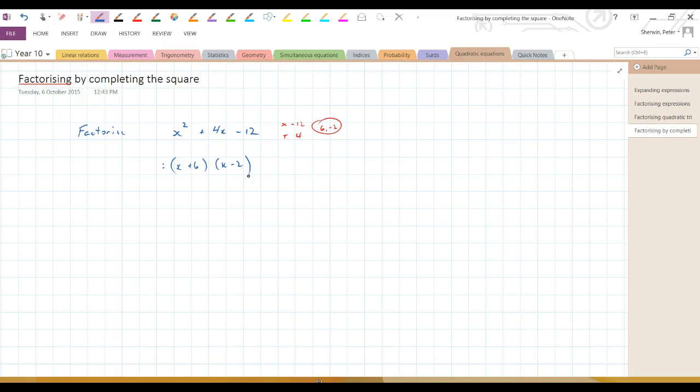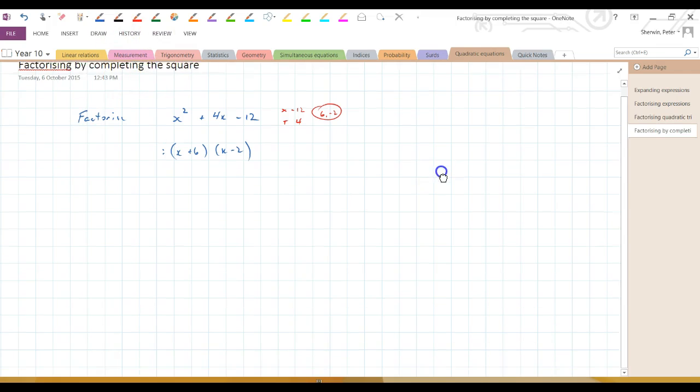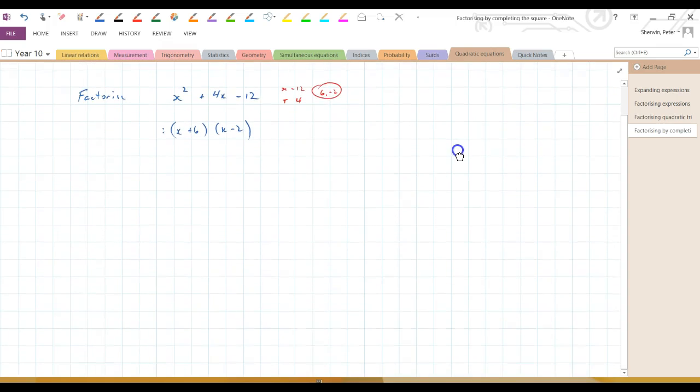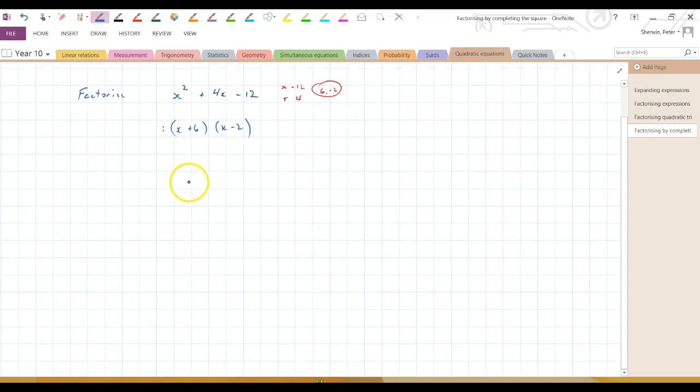Fantastic. What if, however, we can't find those two numbers? That's where factorising by completing the square is going to help. But before we go into that, what is a perfect square, and how does it look? Firstly, I want us to have a look at expanding a couple of perfect squares and see if we can pick up a pattern here.